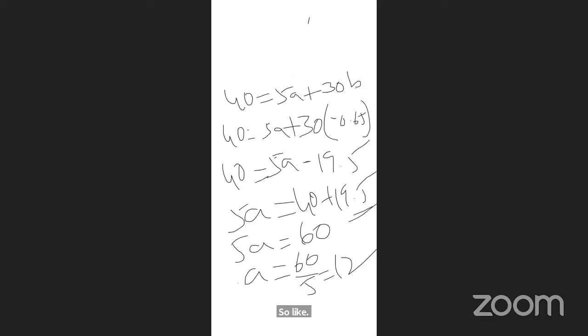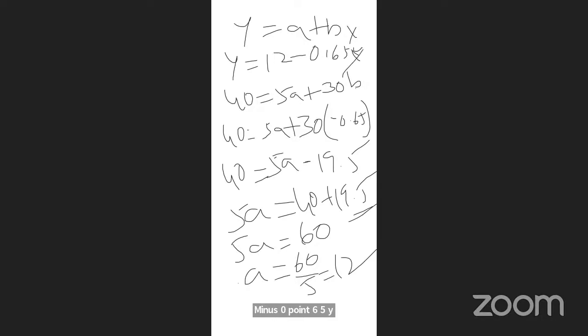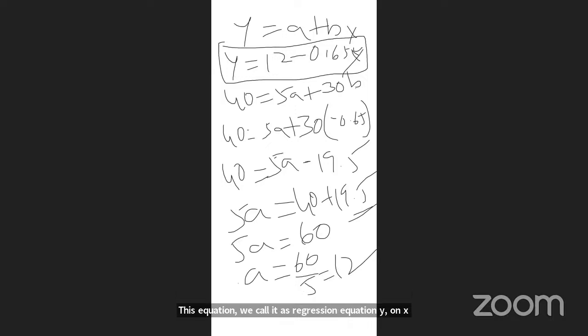So let us write the equation. This is y on x, which is y equal to a plus bx. This equation is y is equal to 12 minus 0.65x, because it is a minus. This is the first equation which we got. This equation we call the regression equation y on x.